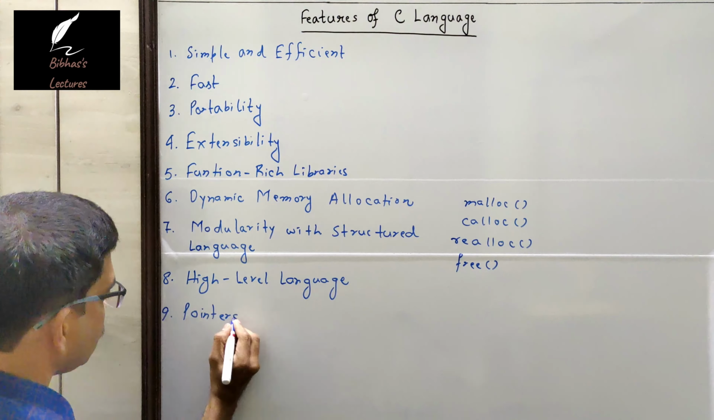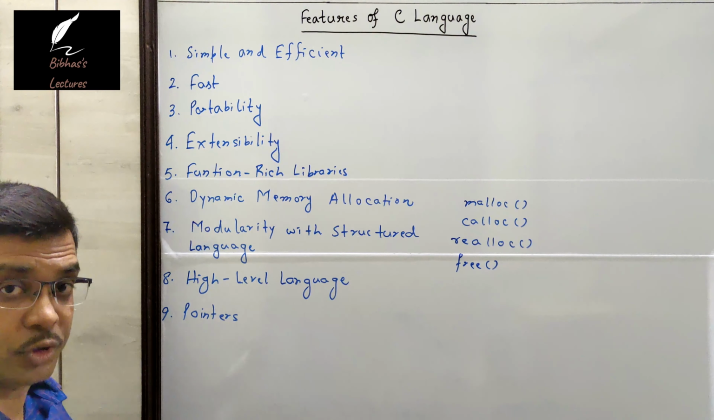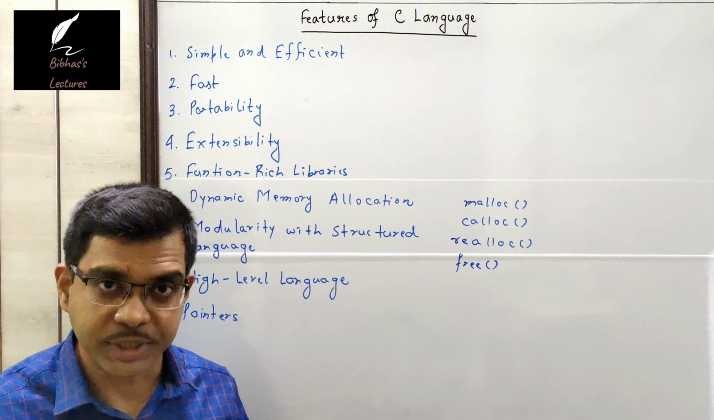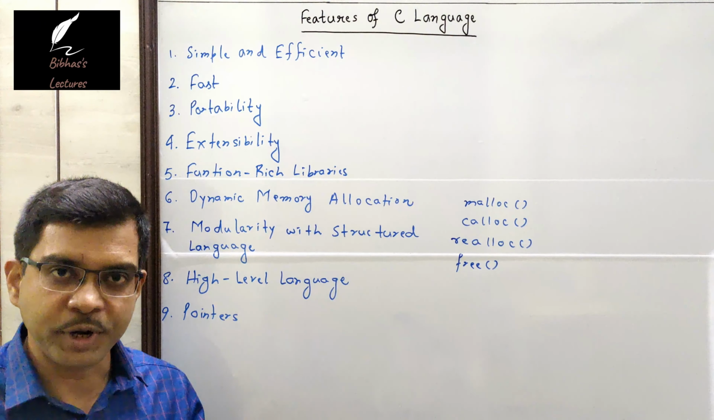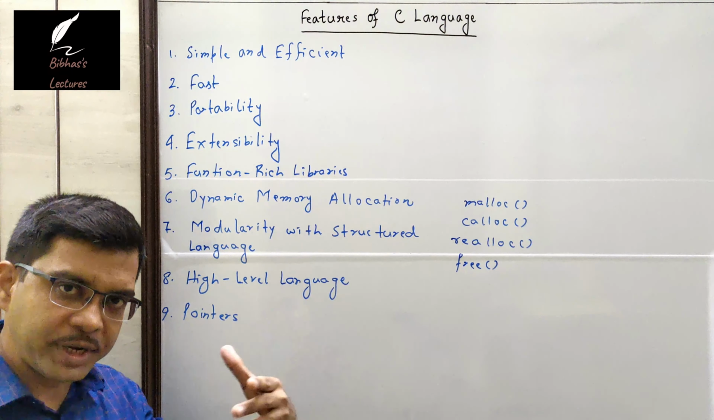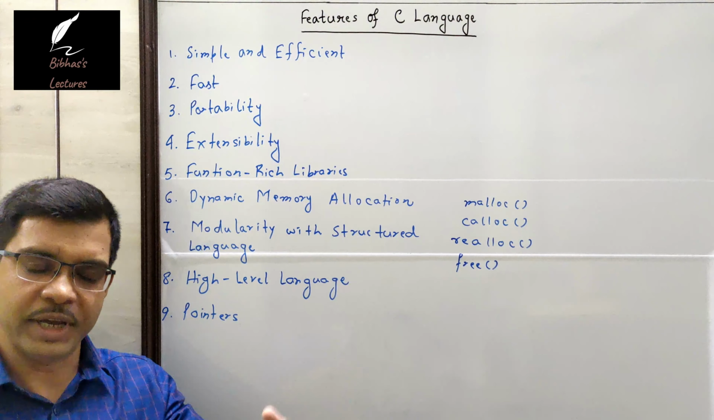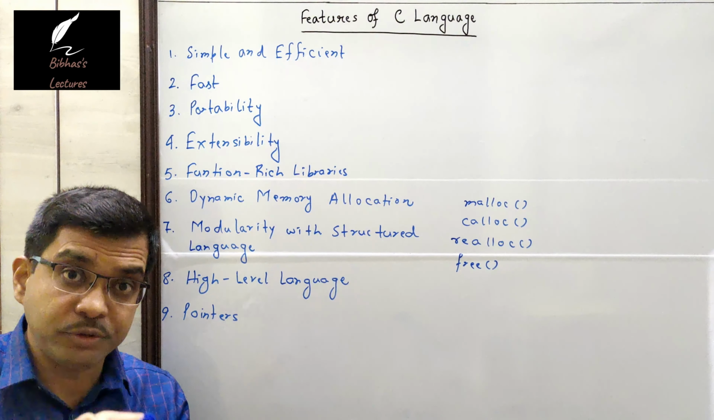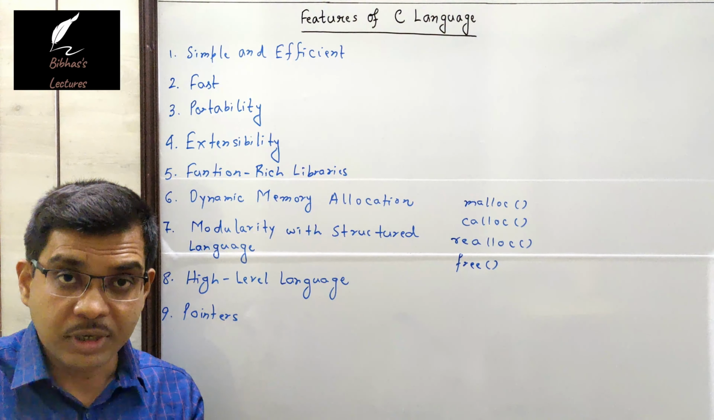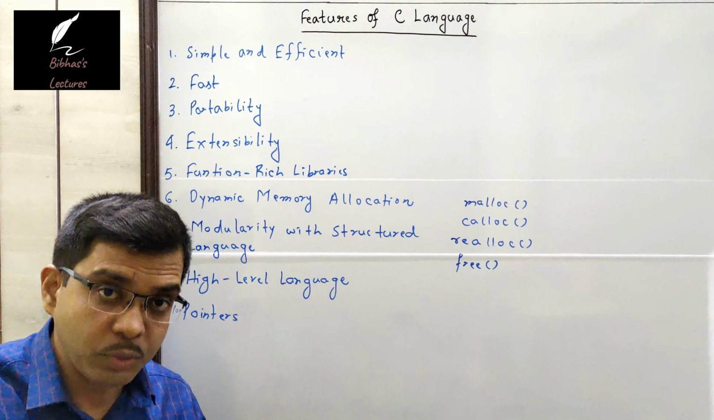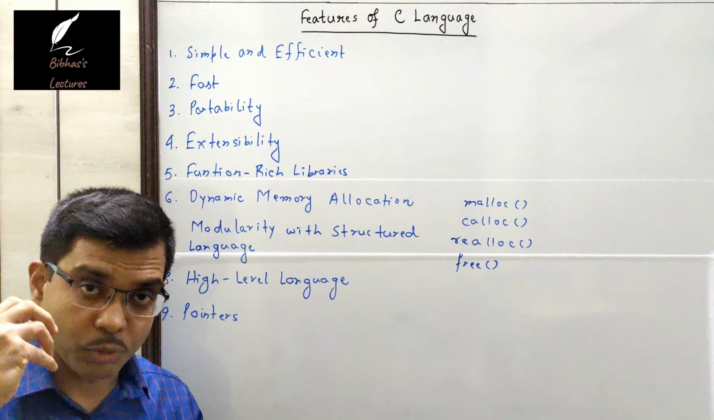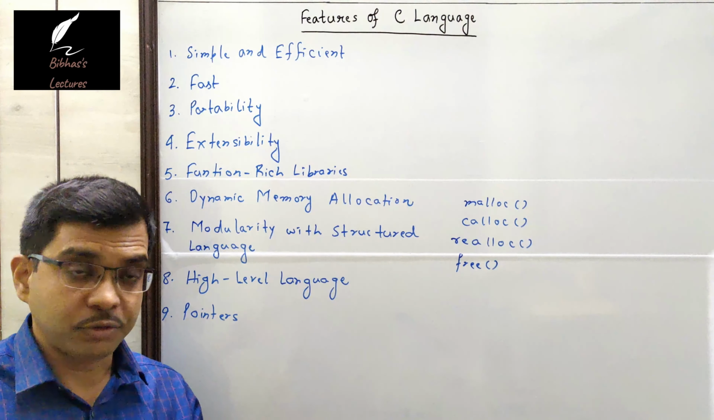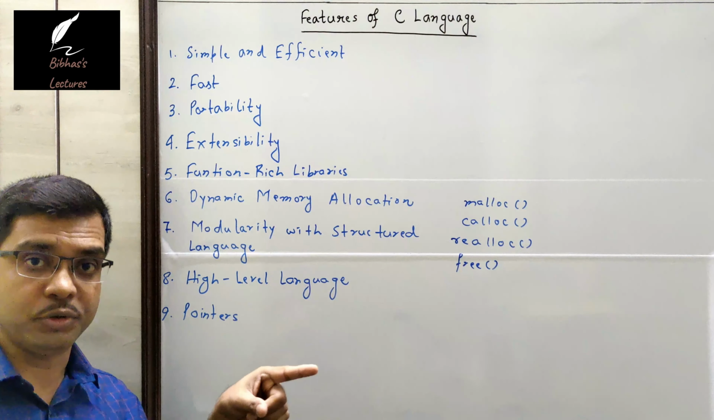Number 9, pointers. It is one of the most important features of C language. In Java, the pointer concept is not there. Now what is a pointer? From the name you can easily understand that a pointer will point to something. Where will it point? It will point to some memory or address, some location. So whenever you have to work with an address or a location, pointer is the only solution. You have to use the pointer.